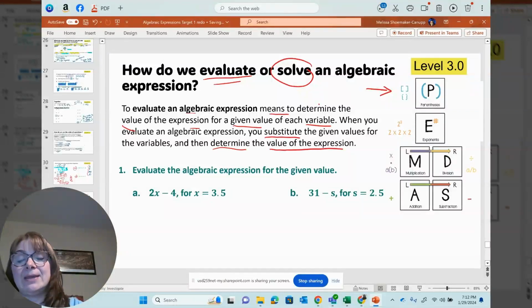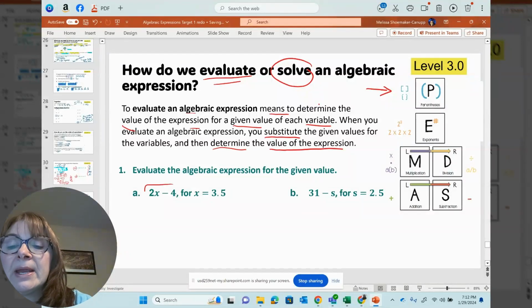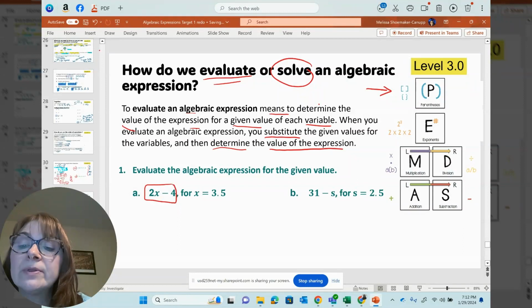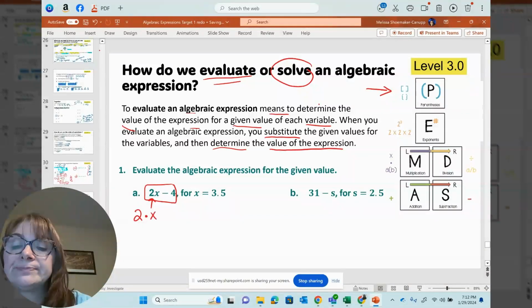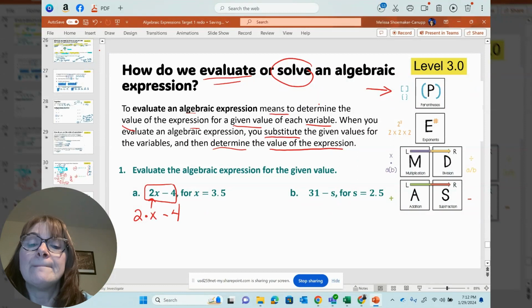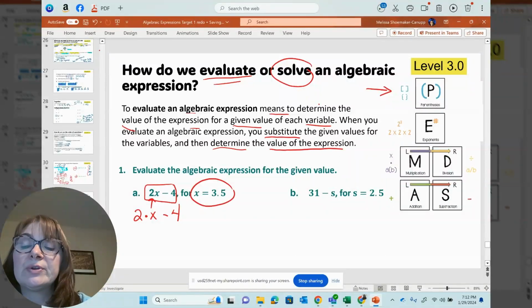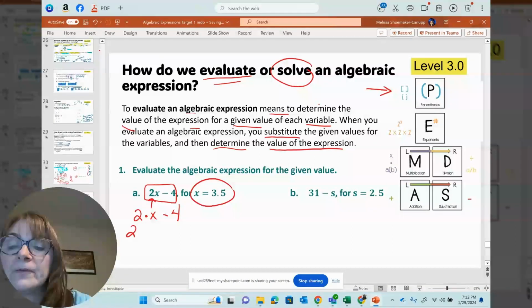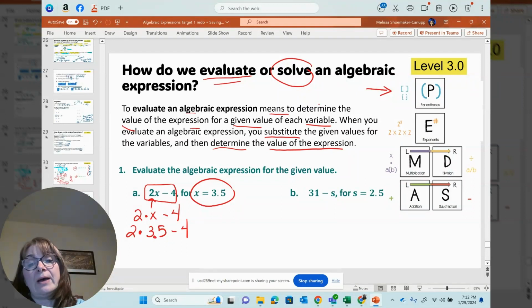So let's try A. 2x minus 4. Now I'm going to walk through this and remind you what's happening between the 2 and the letter x. Multiplication. Mine says to use 3.5 instead of x. So instead of the x, I'm going to substitute or replace it with 3.5. You have 3 times your x, and your x is 1.5. So pay attention, your numbers are different.